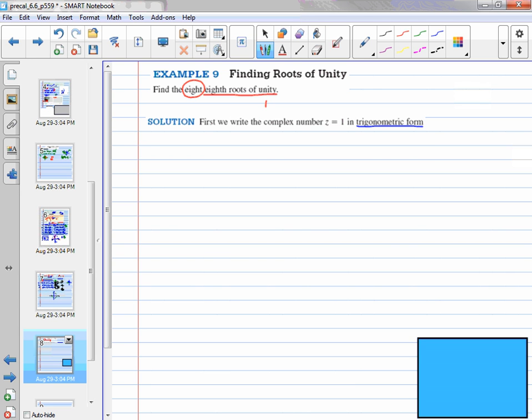First, trig form. If I take a positive 1, 1 plus 0i, and put it in trig form, my radius is 1, and my angle is 0. So I have 1 cosine 0 plus i sine 0. There's my trig form. And we are going to be taking the 8 roots of this. So I need the 8th root of 1, which is 1, and then the cosine of my angle divided by 8. Well, 0 divided by 8 is still 0.